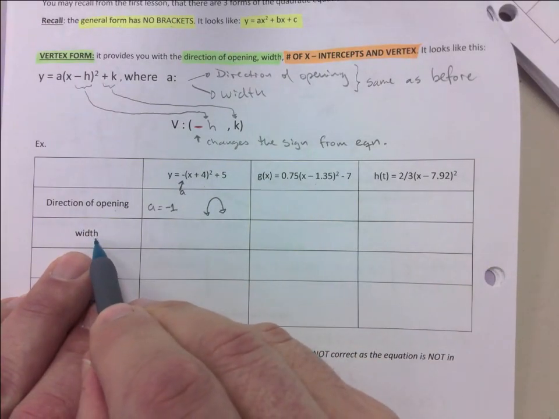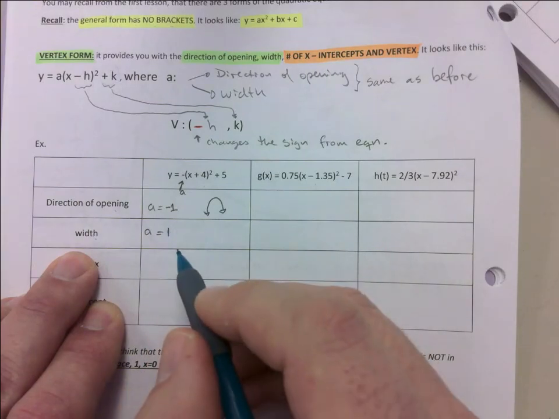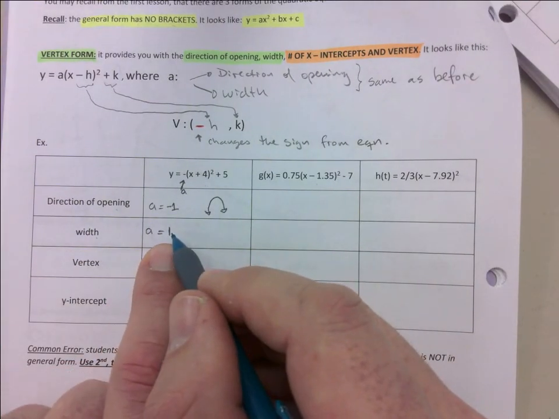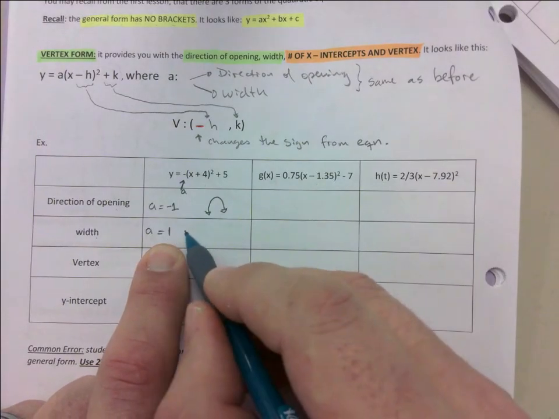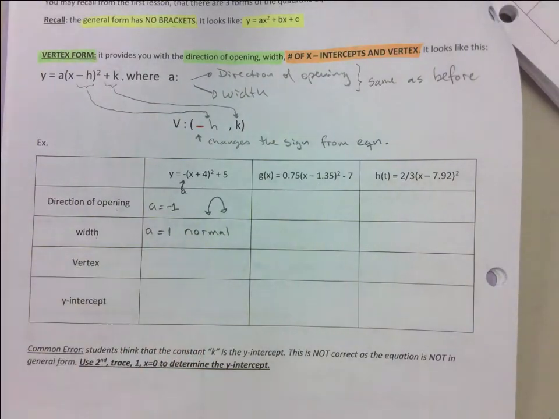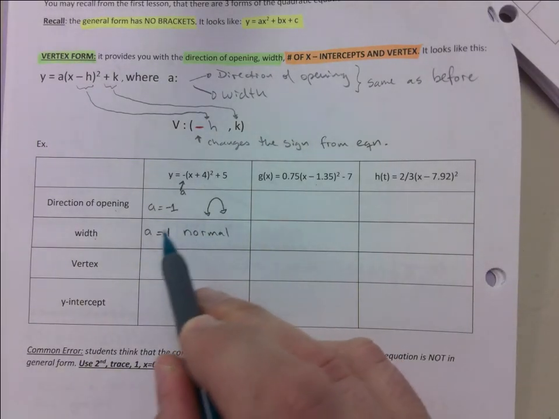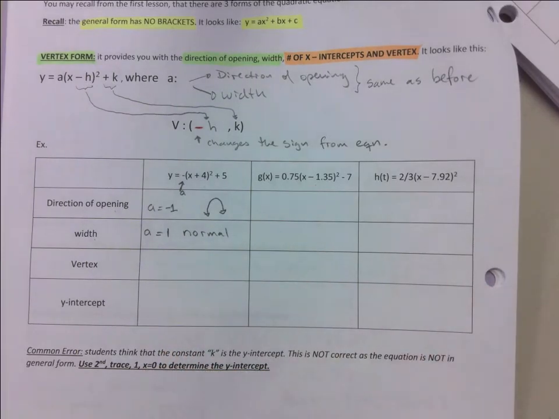The width, because the value of A is 1. I know it's -1, but we just look at the value without the sign. This is what we call a normal width. It's not going to be super wide. It's not going to be super narrow. It's kind of like that standard width that we're expecting. Not terribly important because we can just type it in.